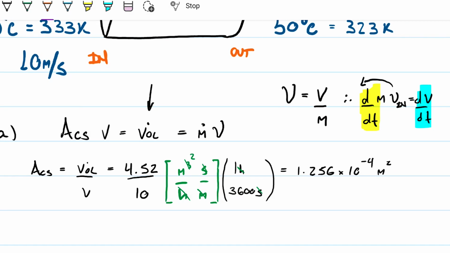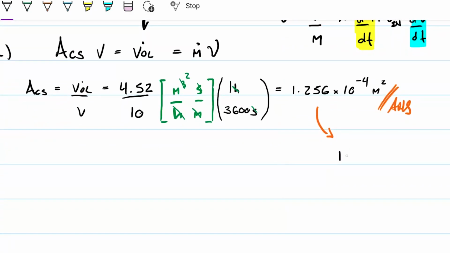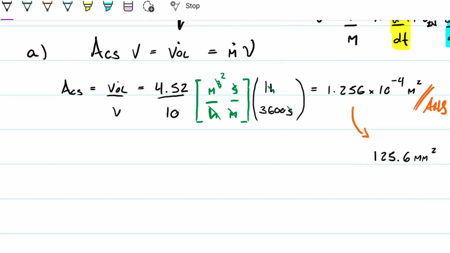So we can stop here if we want and call this our answer, or we can convert that into millimeters to have the answer that they want. That's 125.6 millimeters squared. That's going to be times 10 to the 6, which eliminates this here, and it gives 125.6. So that's obviously the same answer. That's part A. All right, part B.